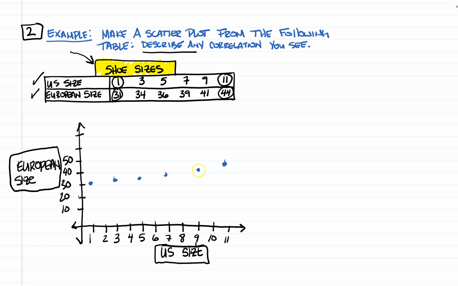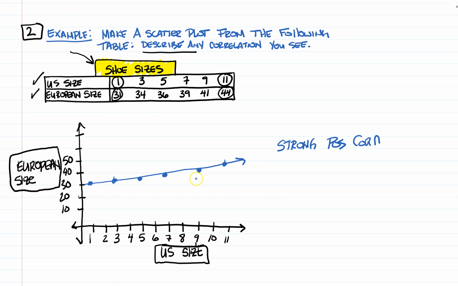So I've just created a scatter plot here, and then it says describe the correlation that you would see. So a description that I could say is, as the US shoe sizes increase, the European shoe sizes increase. And so I would say that this is looking to me like a strong positive correlation. Why do I say that?